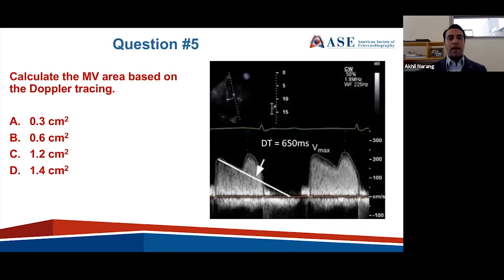Question number 5. Calculate the mitral valve area based on the Doppler tracing. A, 0.3 centimeters squared, B, 0.6 centimeters squared, C, 1.2 centimeters squared, or D, 1.4 centimeters squared. Here we're given a Doppler signal of the mitral valve with a deceleration time. And the correct answer is 1.2 centimeters squared.